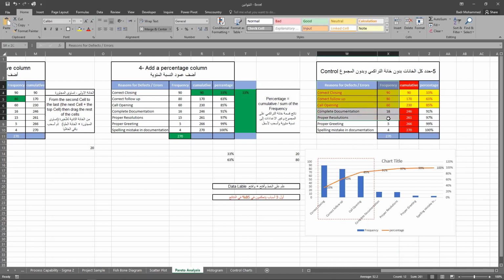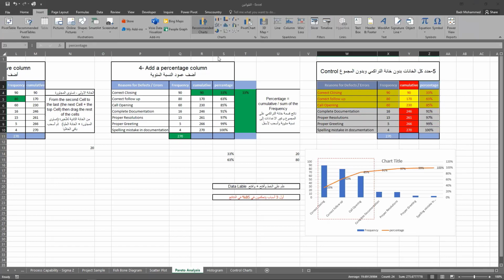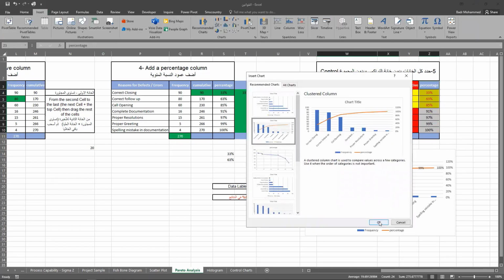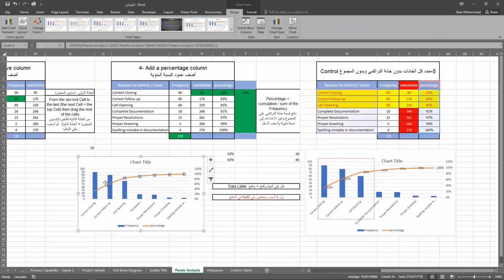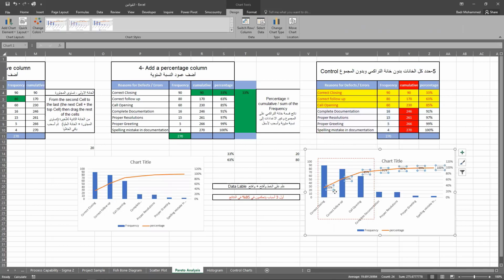Select the reasons and the frequency. Hold control. Select the percentage. Yeah, that is okay. Insert. Go to recommended. There is the Pareto here. What is this 3? This 3 is the first 3 you have here, because I add some label here, it will give you the 33%. Where is the 33%? This is the one.